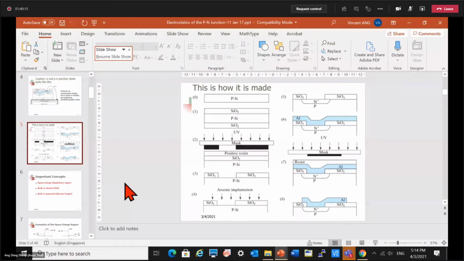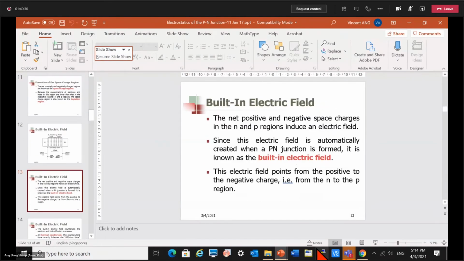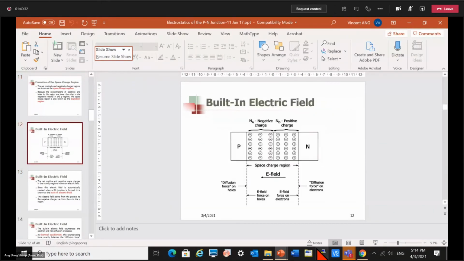Hi, Professor. May I ask why the electric field is 0 at the edge of the space charge region? Okay, so let me come back to this.